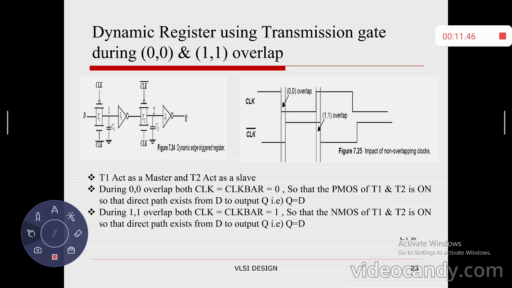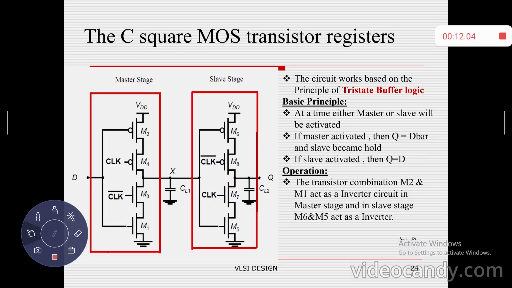If I take the 1-1 overlap, the NMOS transistors of T1 and T2 will both be on. So a direct path will exist from D to Q. This is the major issue in a dynamic register using transmission gate logic. To overcome that problem, we go for the C-square MOS register.